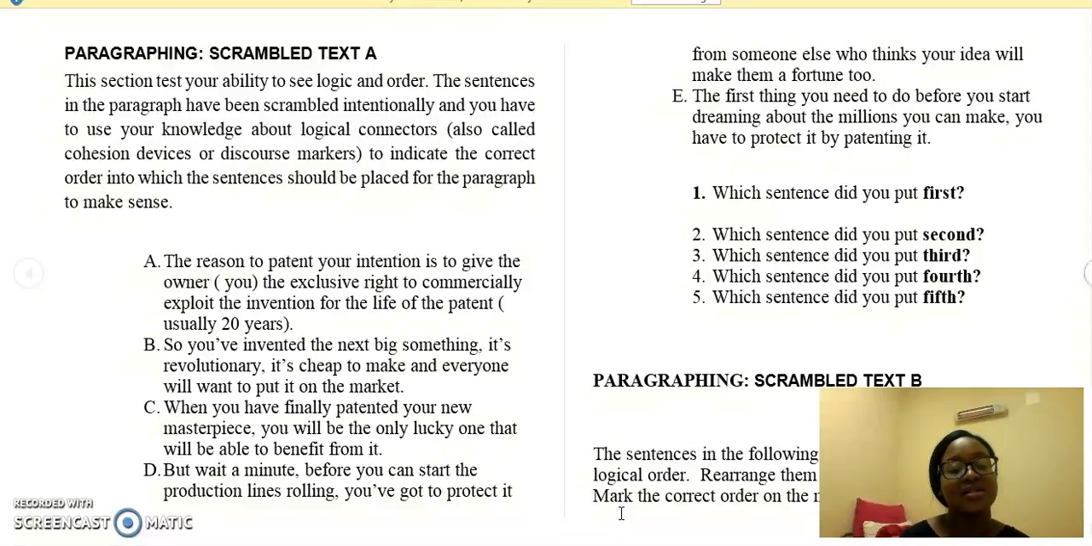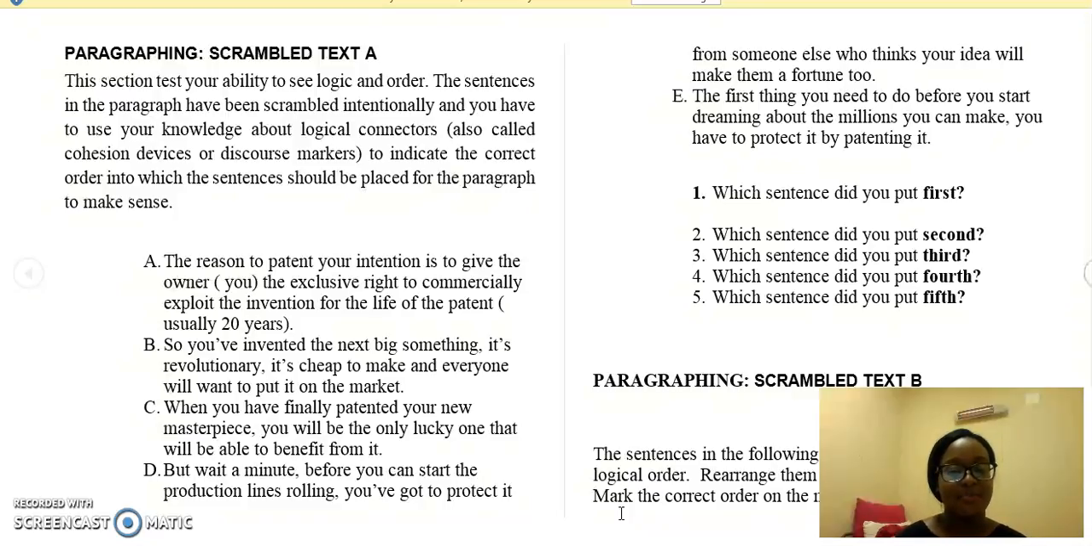B. So, you've invented the next big thing. It's revolutionary. It's cheap to make and everyone will want to put it on the market. There's something there. You know something about an invention, something huge, a revolution, right? Let's move on to C.